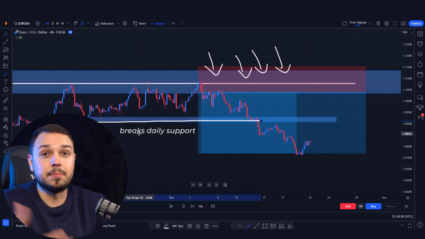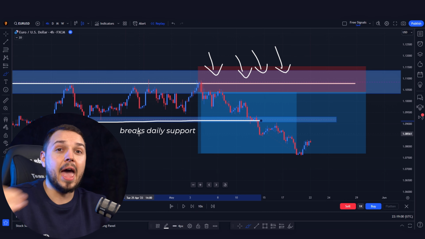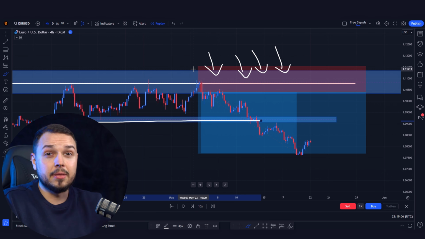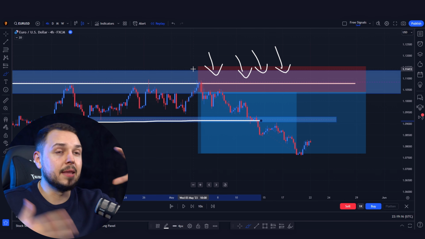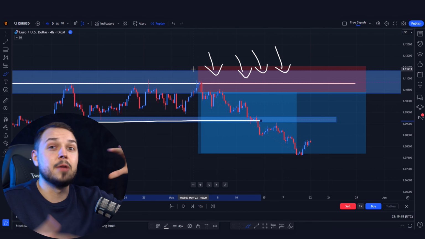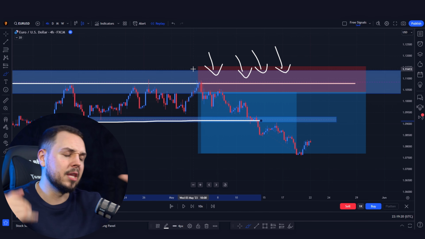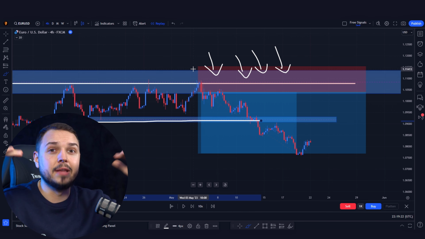But why does it break? Because the daily is not as strong as the weekly area of resistance, right? The higher the time frame resistance or support, the higher the probability the candlesticks are going to turn around and respect this price level, because there are just too many orders waiting to be triggered.